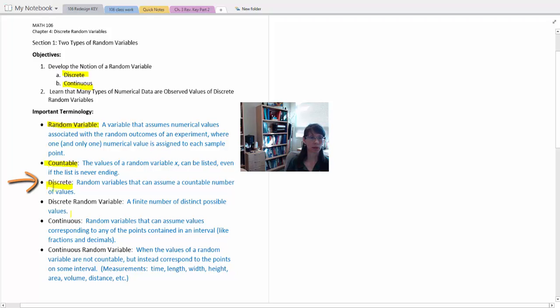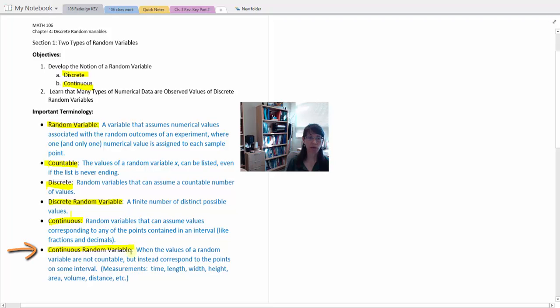Discrete is our next term. A discrete random variable is one that can assume a countable number of values. A discrete random variable has a finite number of distinct possible values. Continuous refers to random variables that can assume values corresponding to any of the points contained in an interval, such as the fractions or decimals that fall between integers or counting numbers.